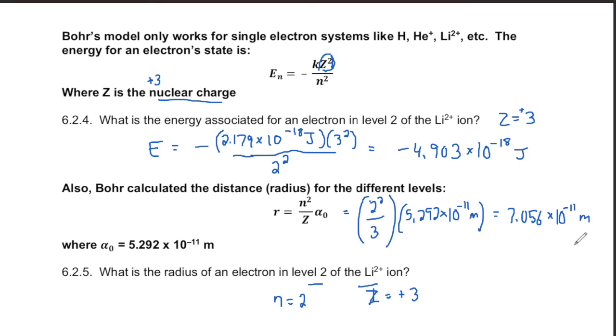So this is a pretty small size for an atom. It's even less than an angstrom, like we talked about before, and less than the wavelength of our visible light that we're working with.